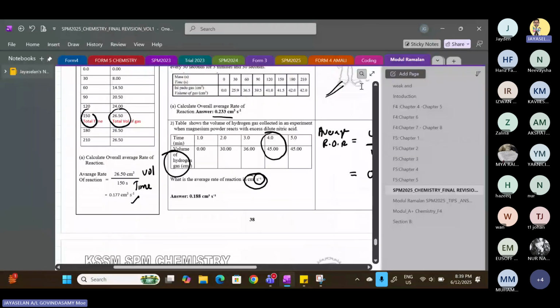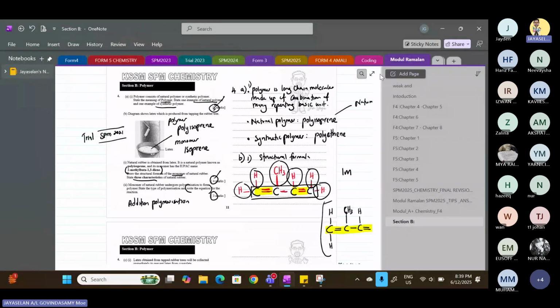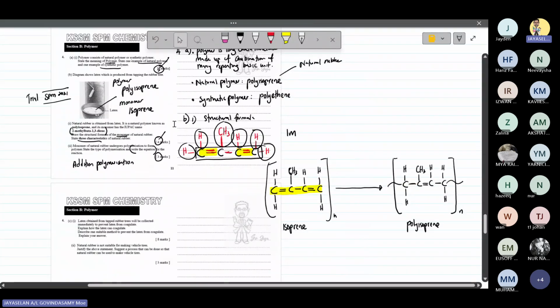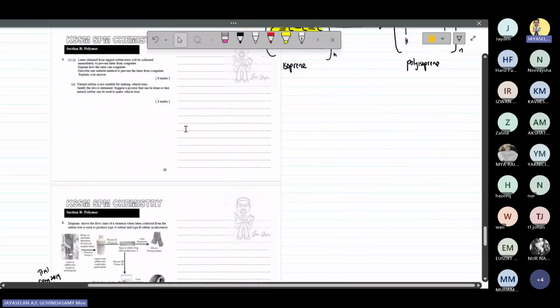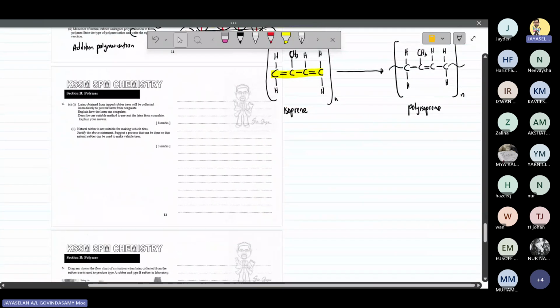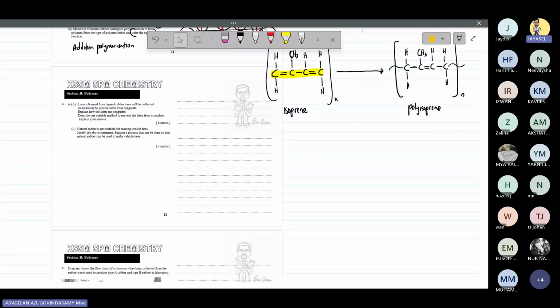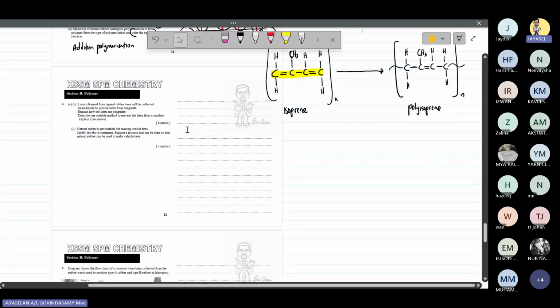Today's part is section B. The section B we already discussed just now. We already discussed until here, right? Now I want to discuss this one. Anisha sent the picture. Correct, correct. Very good. So we go for this question.